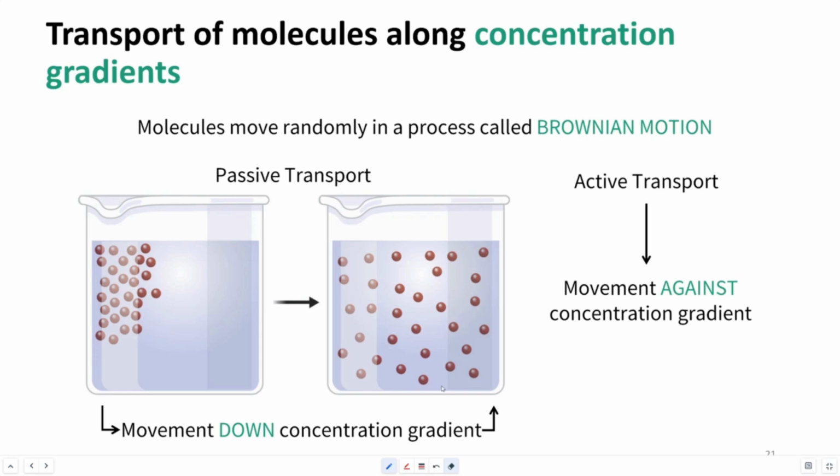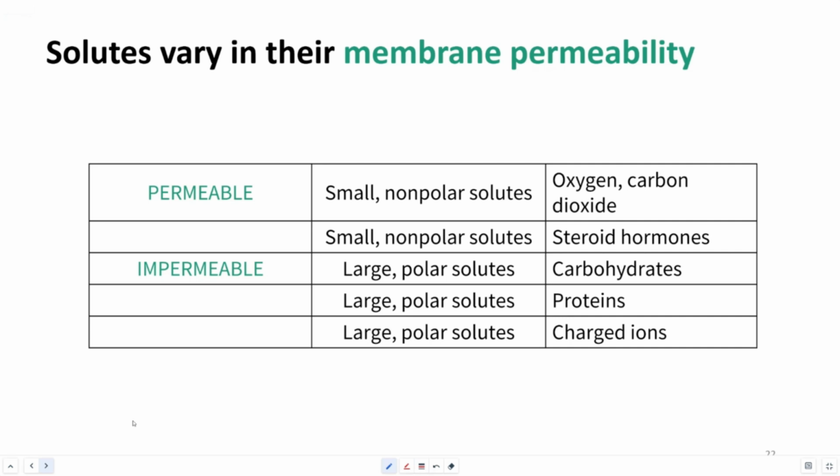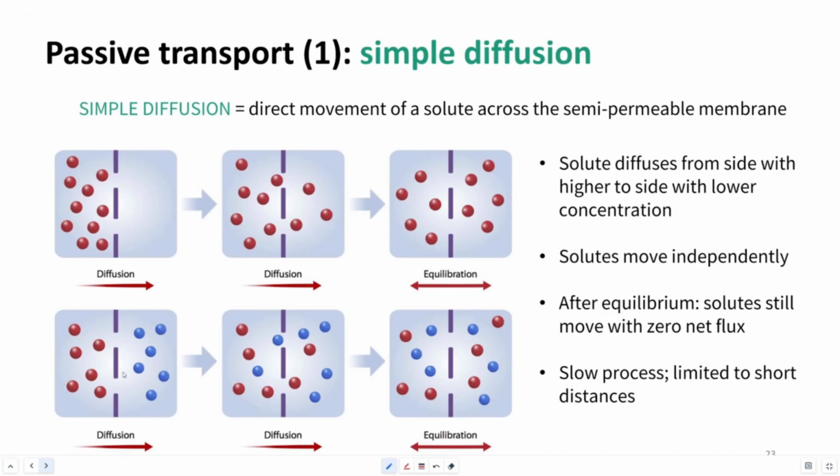Active transport, on the other side, requires energy in the form of ATP to move solids against the concentration gradient across the membrane. Some examples of this include primary active transport, which we'll talk about in the next couple slides. Solids vary in their membrane permeability. What are permeable? These are generally going to be items that are small, nonpolar solutes: oxygen, carbon dioxide, steroid hormones. These ones will go through the membrane without any problem. Impermeable solutes include anything that is large and polar, as well as the macromolecules such as carbohydrates, proteins, and anything with a charge.